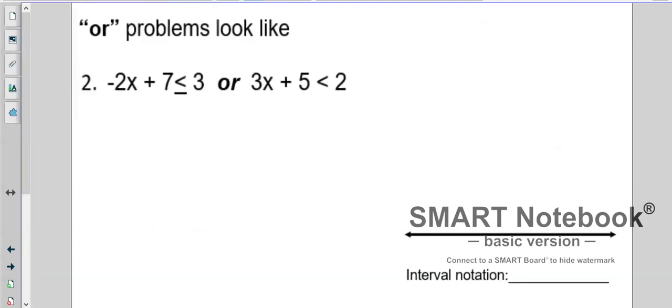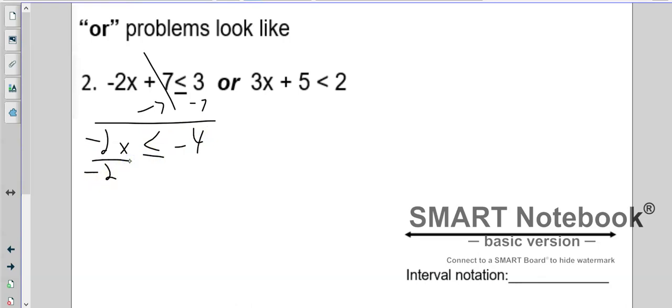So and is in between. Okay, here we have an or. This is basically just two separate problems we're doing. So we're going to do it like we've already done, except we're just going to do one at a time. So I'm going to minus 7 like I normally would. That's going to give me negative 2x less than or equal to negative 4. I'm going to divide by negative 2. As soon as I do that, flip my symbol. That gives me x now is greater than. Instead of x being on the lesser side, x is on the greater than side, and a negative divided by negative is positive. So x is greater than or equal to 2.